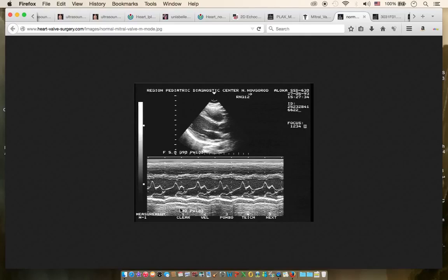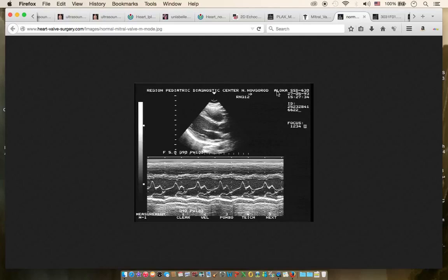M-mode, parasternal at the mitral valve, longitudinal axis. You see this is a two-wave pattern, this is an E wave, and this is an A wave, this is an E wave, and this is an A wave. So during the systole closing, during the diastole open, this is the posterior leaflet of the mitral valve. Okay, now this is the mitral valve.